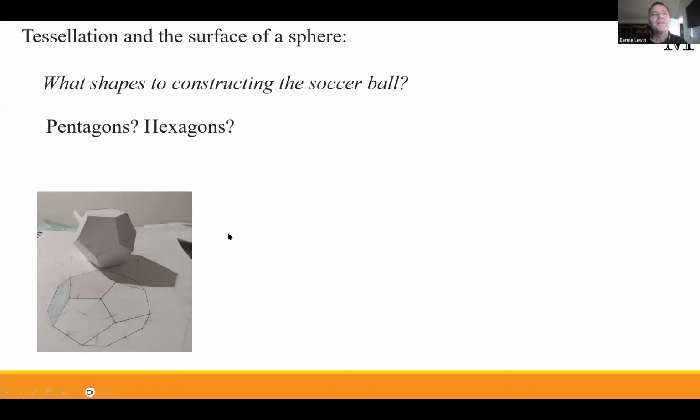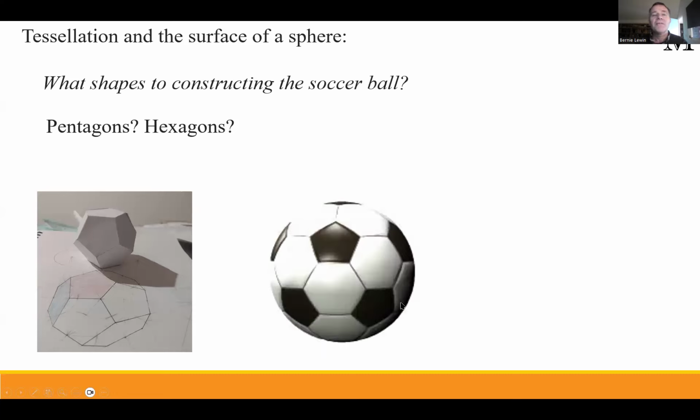But now think about this, an interesting thing in terms of tessellation. So we've got that there. Now we think, okay, how are you going to make a sphere, tessellate on a sphere? What would you use? Well, you think you might use pentagons, right? Because it's pretty much almost a sphere.